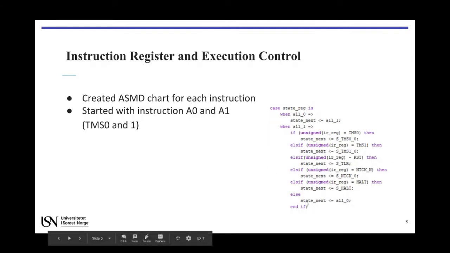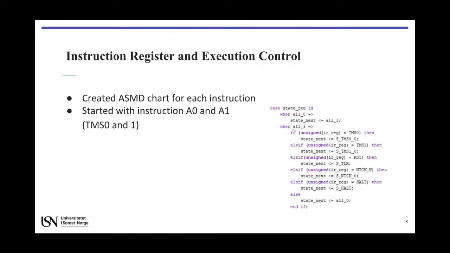On the right here you can see a small part of our next state logic. We have the all 0 and all 1 states, which are common for all instructions. After each instruction is run, you go to all 0, and in all 1 you will check the instruction register for what instruction is going to be run.